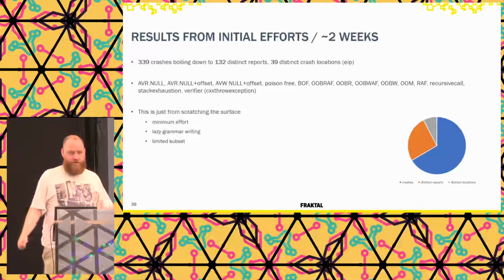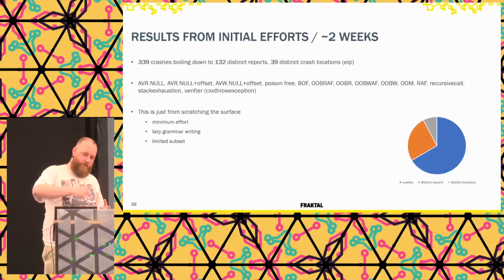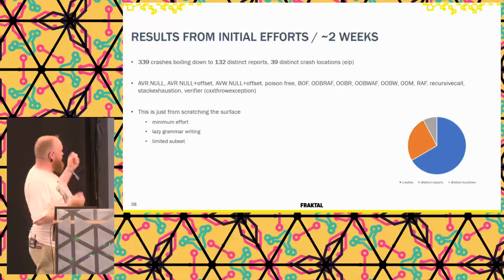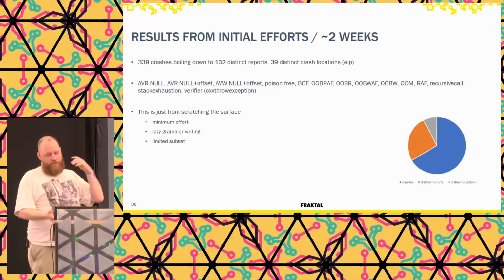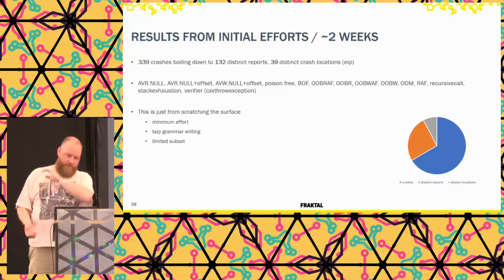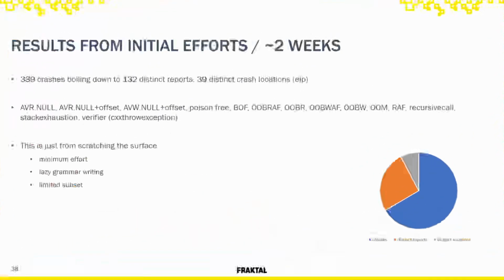I fuzzed it for 2 weeks on a pretty shitty laptop, and I got 339 crashes, giving me 132 distinct reports from Bug ID with 39 distinct crash locations. Distinct reports but identical crash locations means that there's a different call stack leading to the same crash location, right? And it's pretty much the entire palette of what Bug ID supports. So it's access violation, reading near null, plus offset, and so on. Buffer overflows, out of bounds reads, writes, you name it, you can have it all in Adobe Reader.